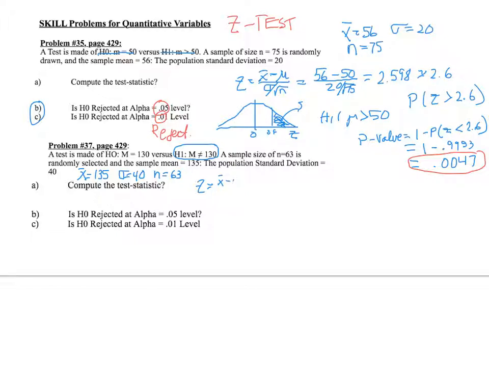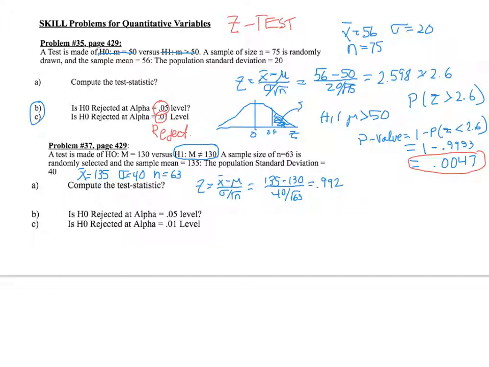Z equals x bar minus mu divided by sigma over square root of n. That's how we start memorizing things. We keep writing the formula down. And now we put in 135 minus 130 divided by 40 over the square root of 63. When we do the calculation, I get 0.992.